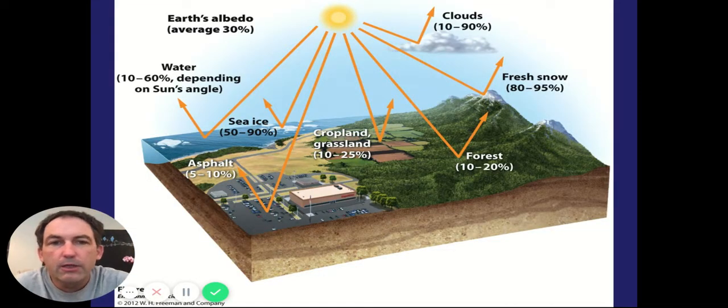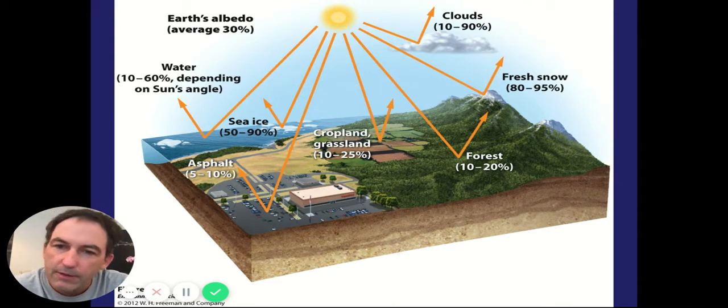Okay, albedo is going to be the concept we explore in the lab. So the idea of reflectivity of a surface. Overall, the average of Earth is about 30% reflective. About 70% of the energy coming in gets absorbed and turned into heat.